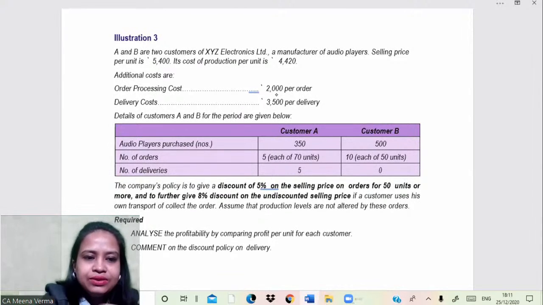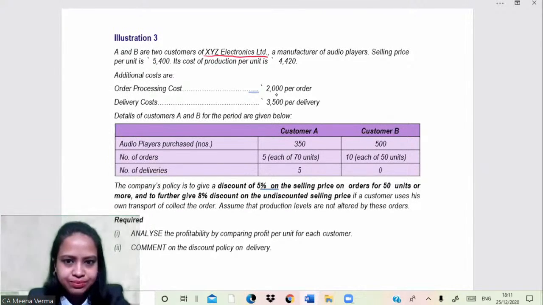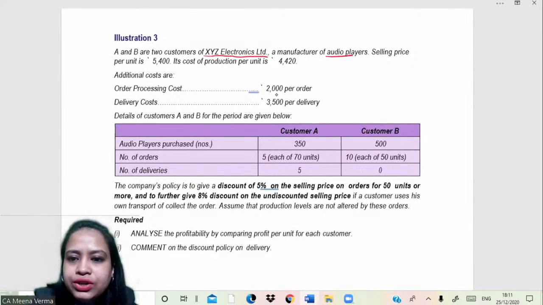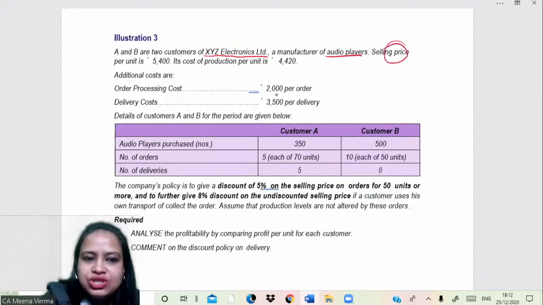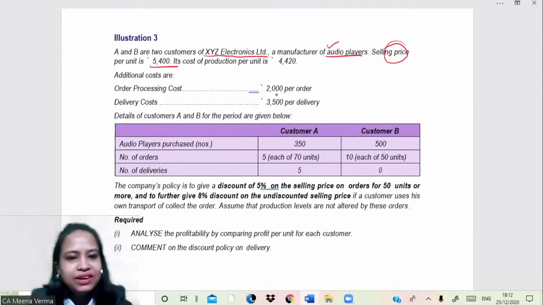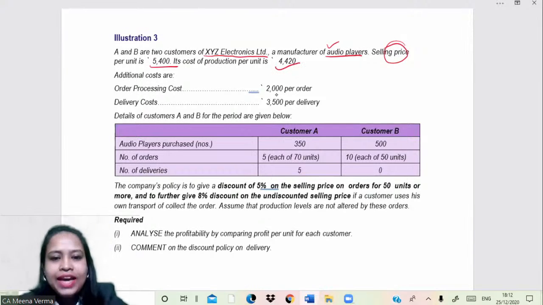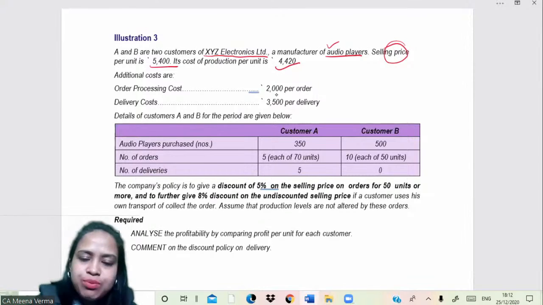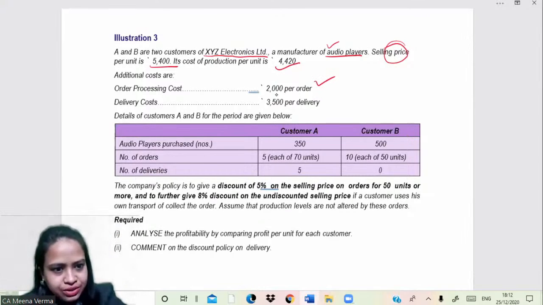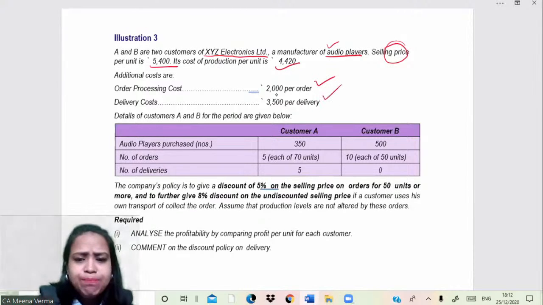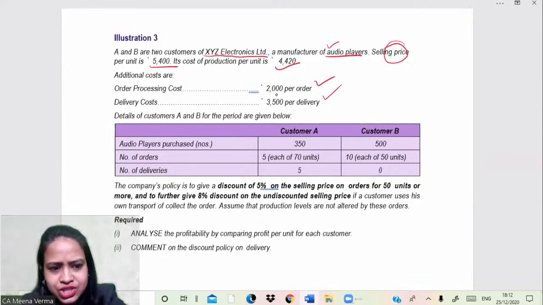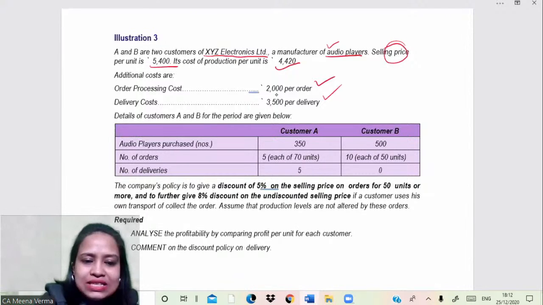Now let us see. A and B are two customers of XYZ Electronic Limited, a manufacturer of audio players. The selling price of the audio player is mentioned here. The cost of production is mentioned here. Additional costs, order processing cost per order and delivery cost per delivery, are mentioned here. Now details of customers A and B for the period are given.